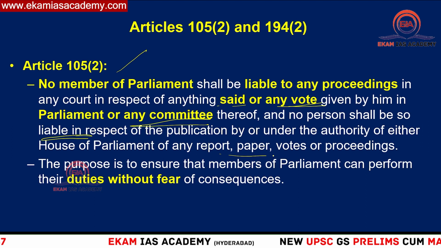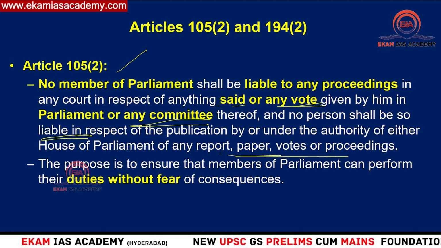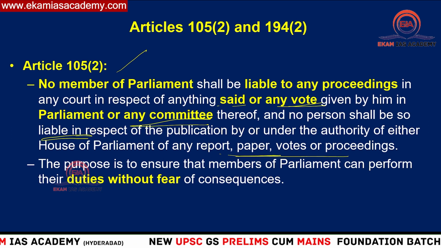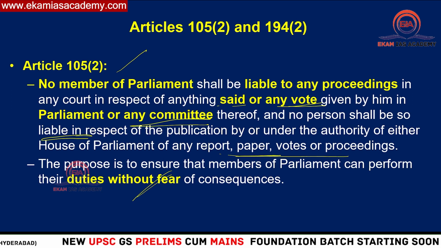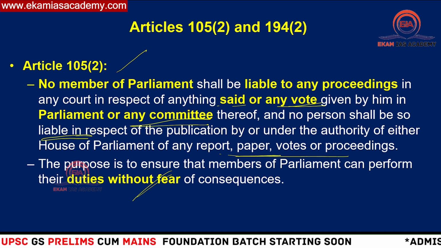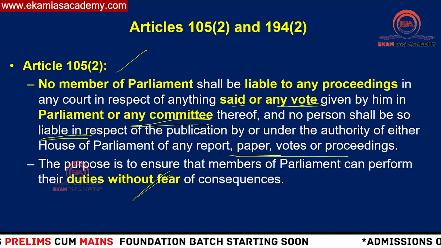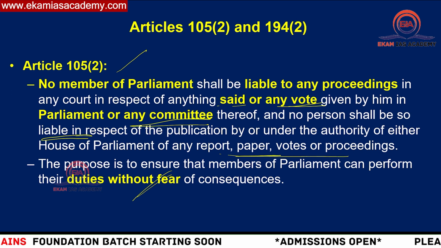And in any report also, or papers or vote, anything also. Why is this given? If you are not providing this immunity, they cannot function without fear or favor. That is what the Supreme Court has opined. Okay, so to ensure their freedom of functioning without any fear and favor, this immunity is necessary. That is what the Supreme Court opined in the PV Narasimha Rao case.